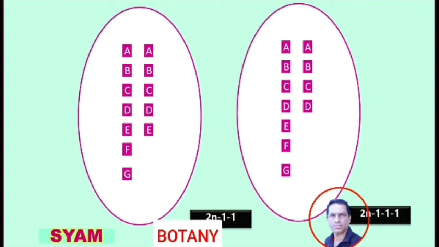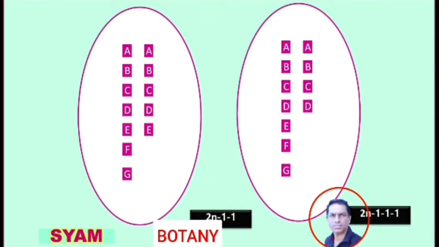E, F, G. So there are no homologous chromosomes to the three E, F, G chromosomes. So the loss of three chromosomes at different places is called triple monosomy. Monosomic formula 2n minus 1. Double monosomic formula 2n minus 1 minus 1. That means first minus 1 G, second minus 1 F. Triple monosomic formula 2n minus 1 minus 1 minus 1.